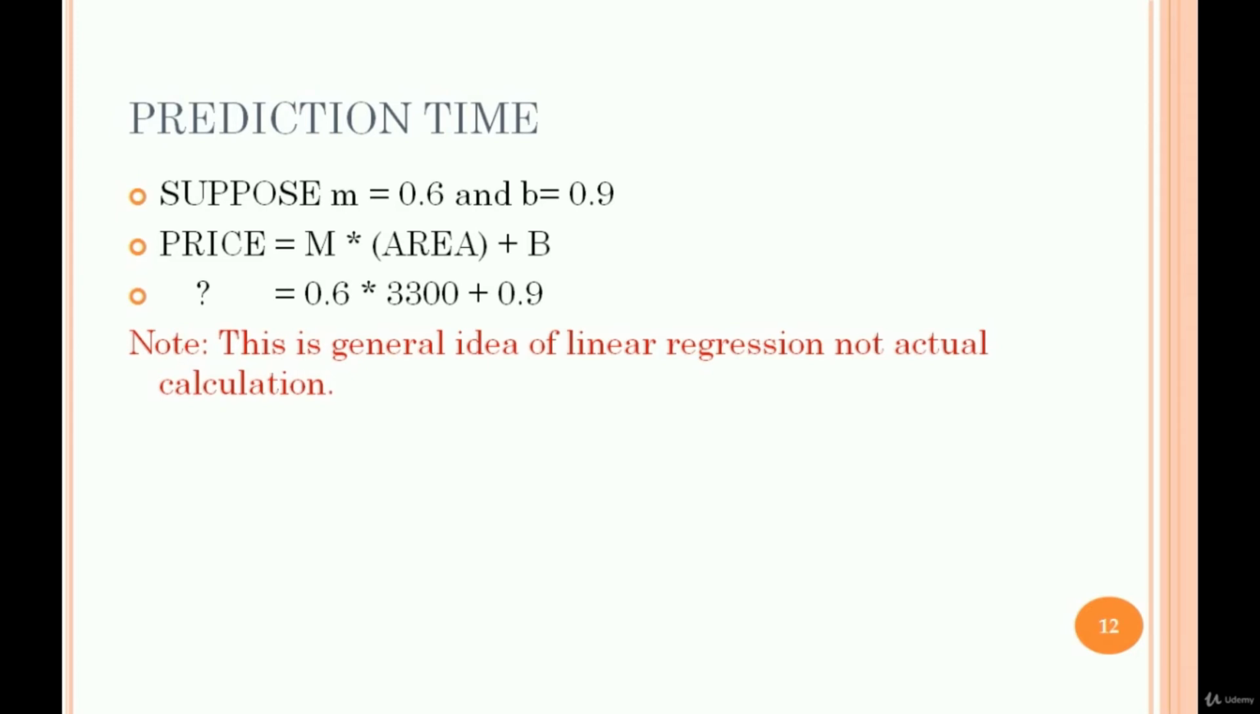is our best fit line. We can fill this into our equation, which is price equals m cross area plus b, and we can easily calculate the prediction. Please note, this is a general idea of linear regression, not the actual calculation. We'll see the actual calculation when we implement gradient descent from scratch.